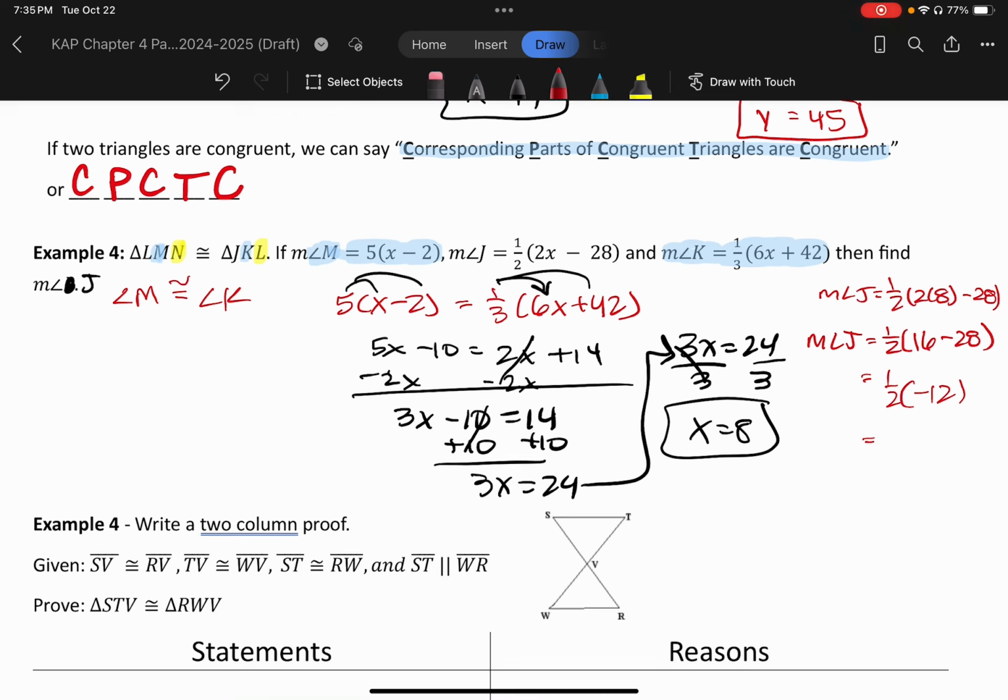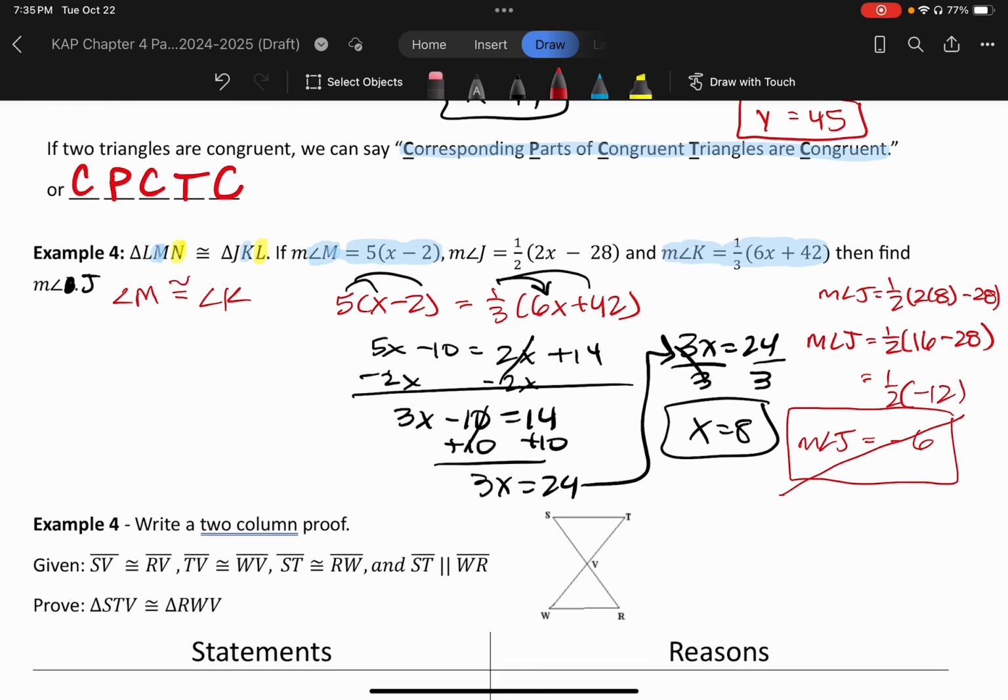And now this is making me see that we may or may not have a mistake. Either the question is flawed or we made a mistake somewhere. Because if I look at the measure of an angle and I get negative 6, then that is not a reasonable solution. So we set M equal to K. Let me just double check the work here. 5x minus 10 is equal to 1/3 of 6 is 2x plus 14. 3x is equal to 8. J would be 8 times 16. Yeah, well, this is not going to be a reasonable solution.